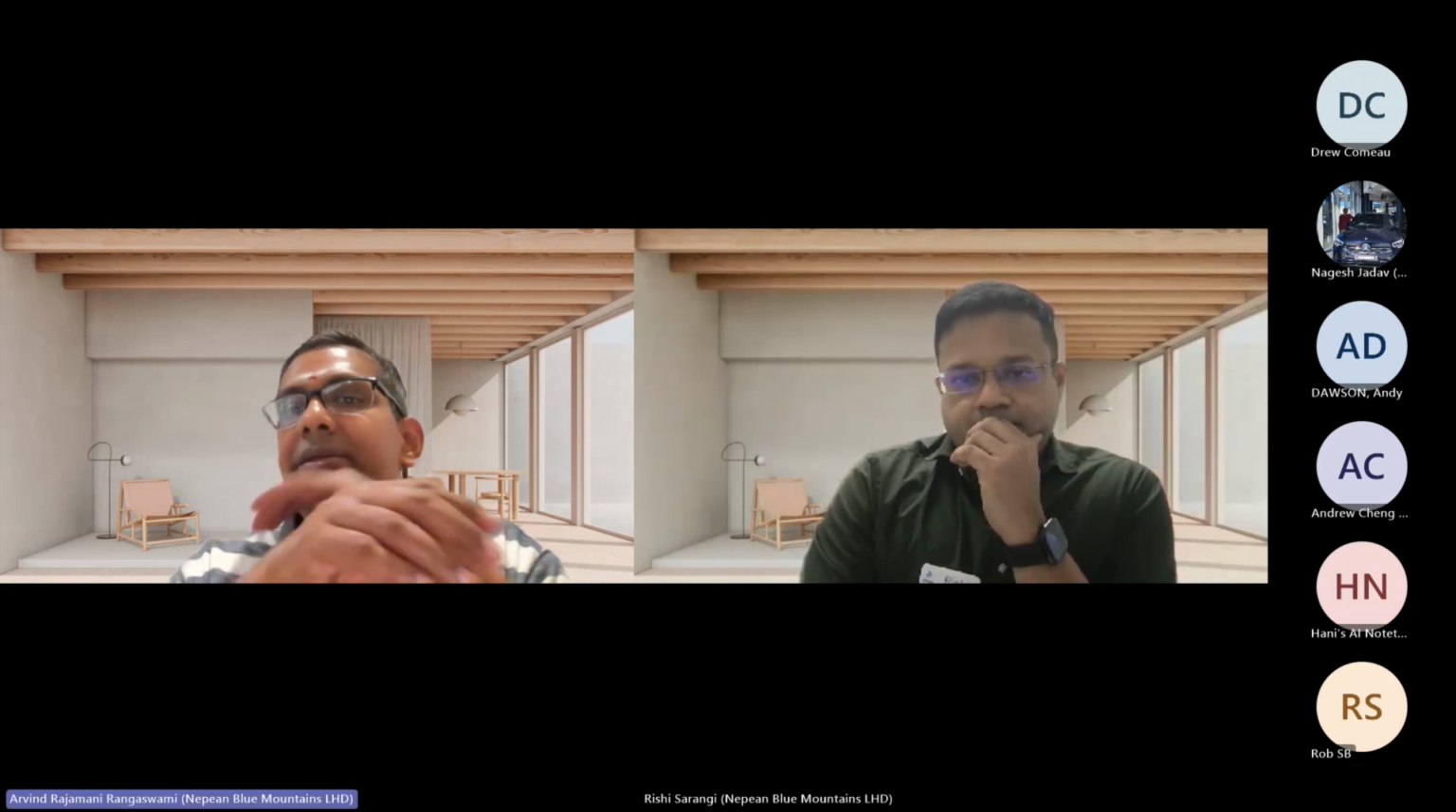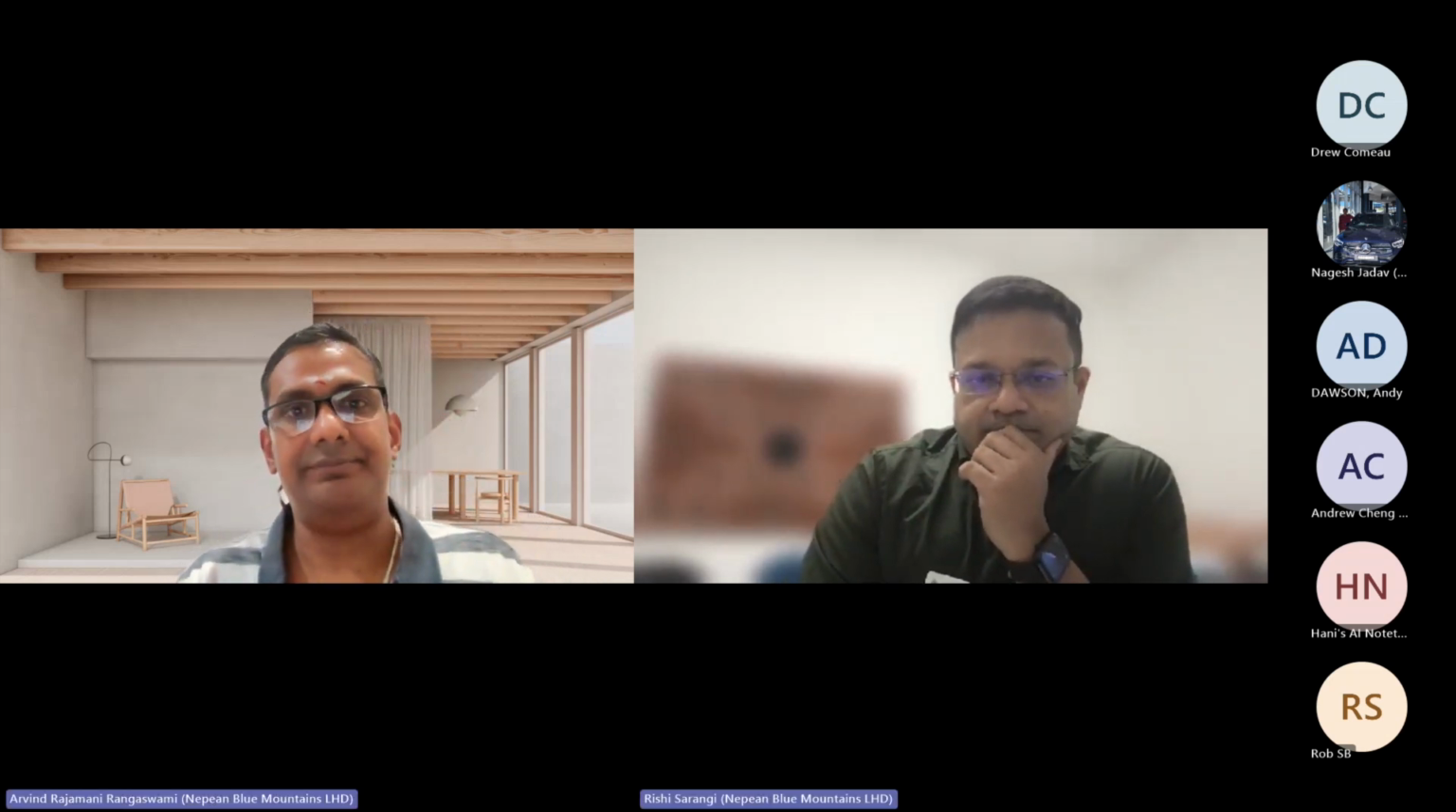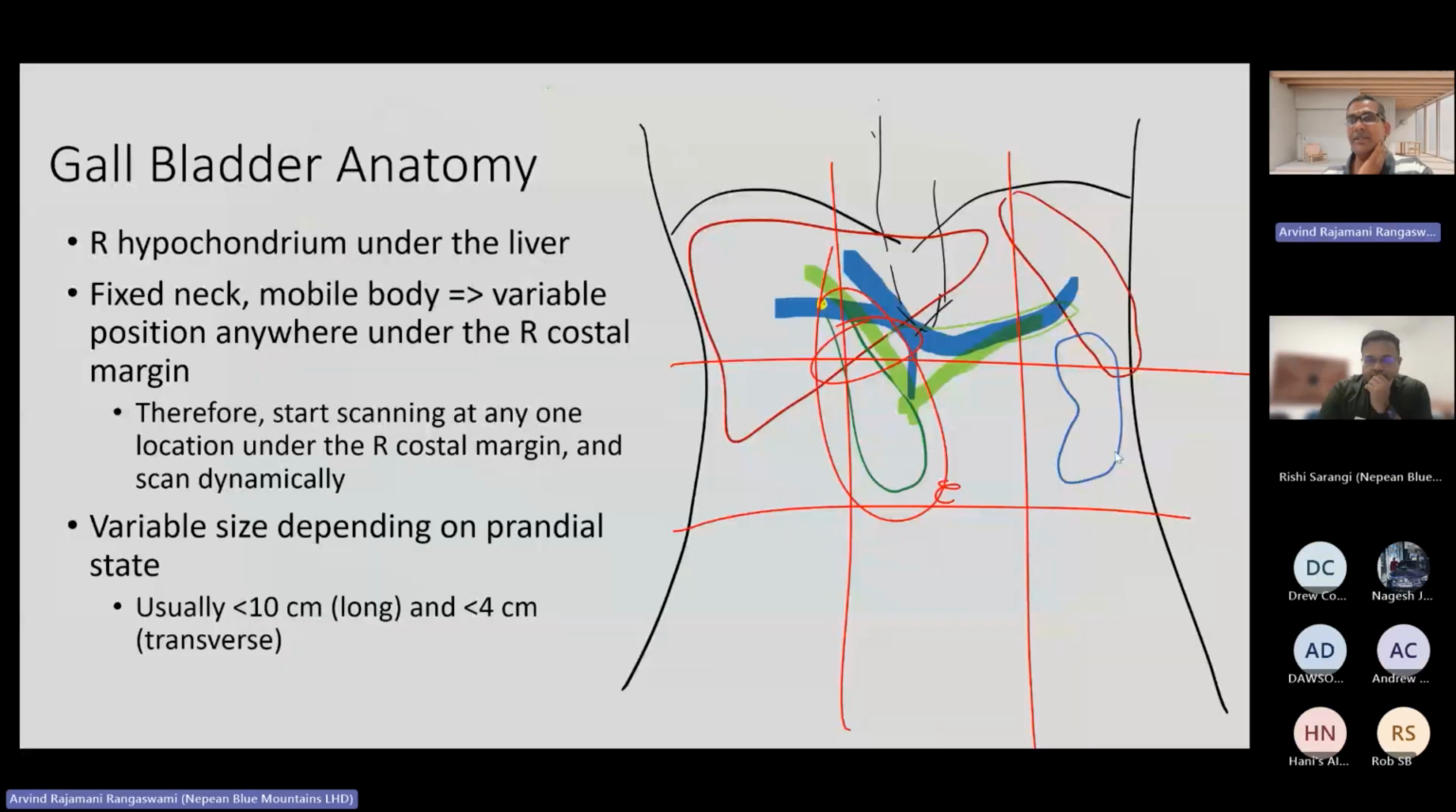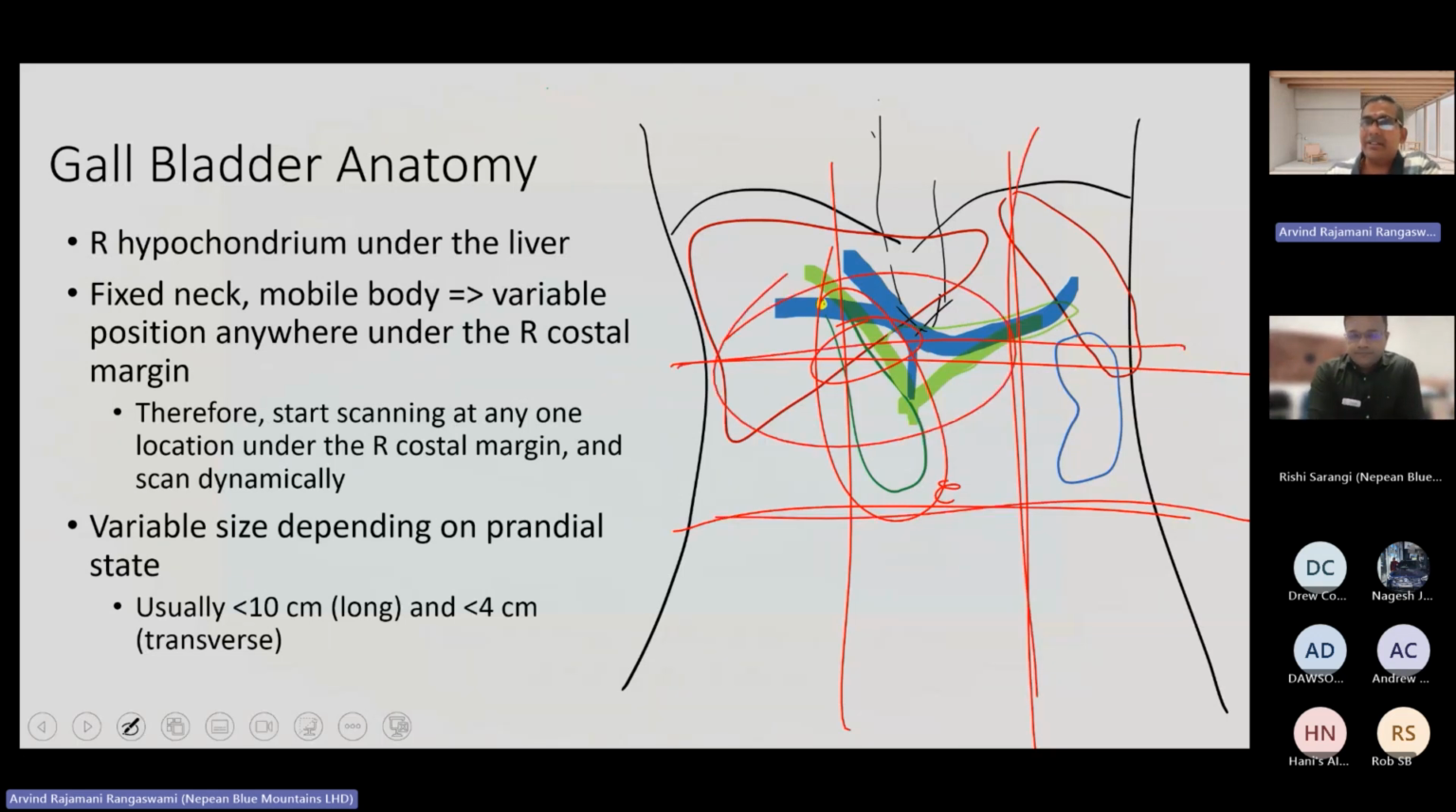Now, let's go to the gallbladder ultrasound. Gallbladder anatomy. The gallbladder is in the right hypochondrium. If you divide the abdomen, as we know, into various quadrants, the umbilicus will be here, and this here is the right hypochondrium. The gallbladder is going to be somewhere there.